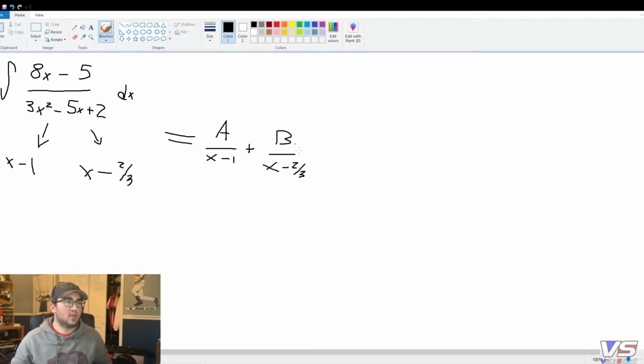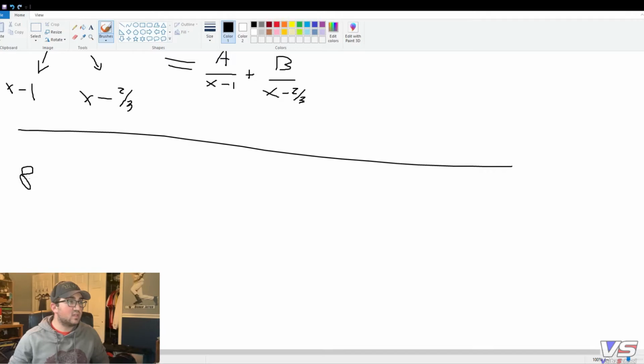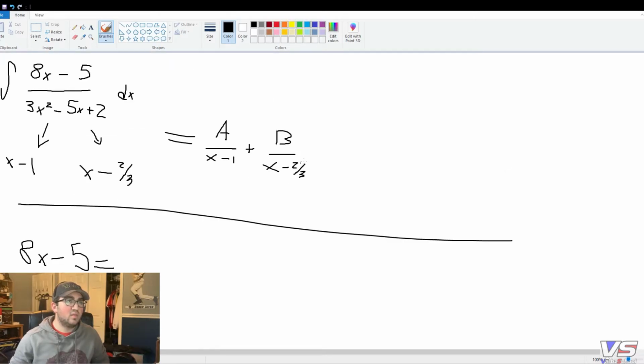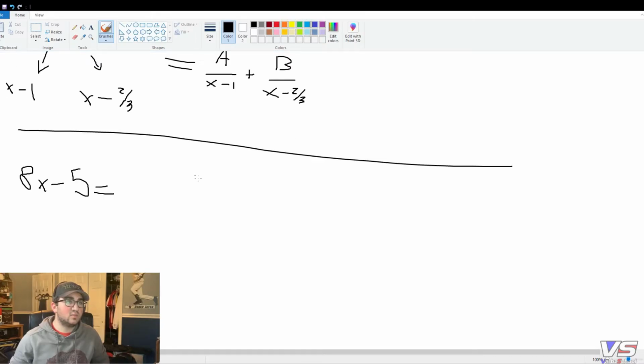Grinded it out. Okay. That's what we're working with. Now, what we want to do is 8x minus 5 equal this part right here. But we're not going to use this. We're actually going to use cross multiplication right here to simplify it a little bit.